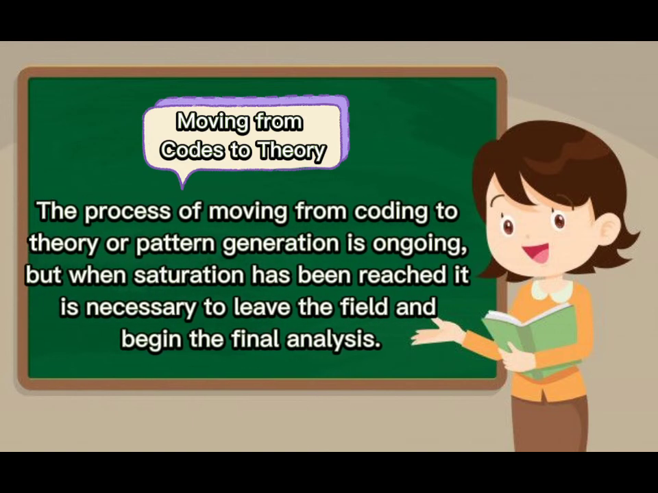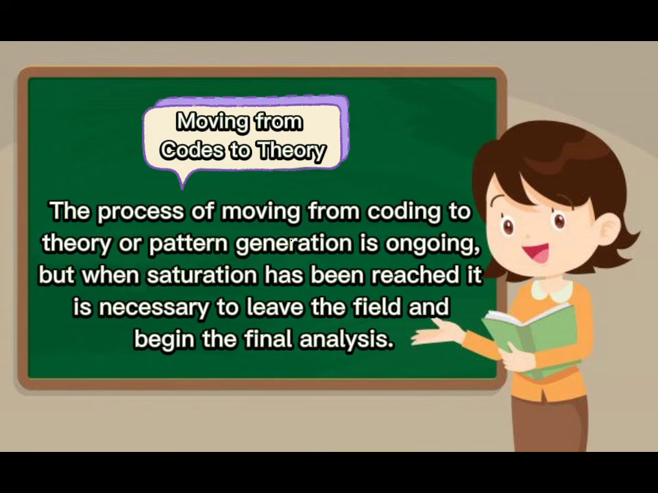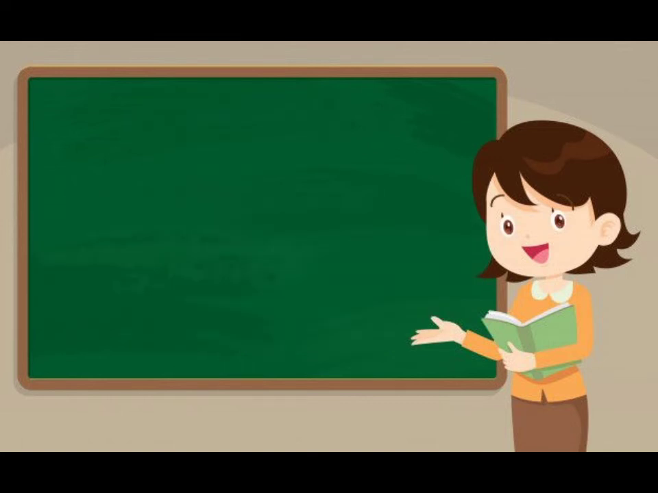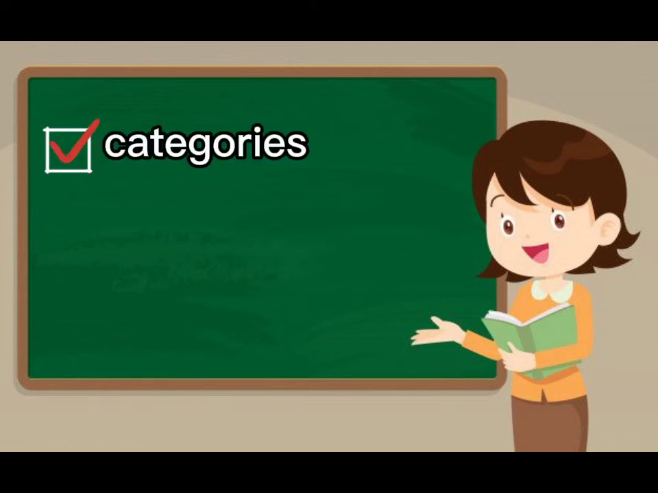The process of moving from coding to theory or pattern generation is ongoing, but when saturation has been reached, it is necessary to leave the field and begin the final analysis. Organizing data by categories, themes, and concepts can provide a framework that supports the move from coding to theory. Data can be organized by categories, themes.